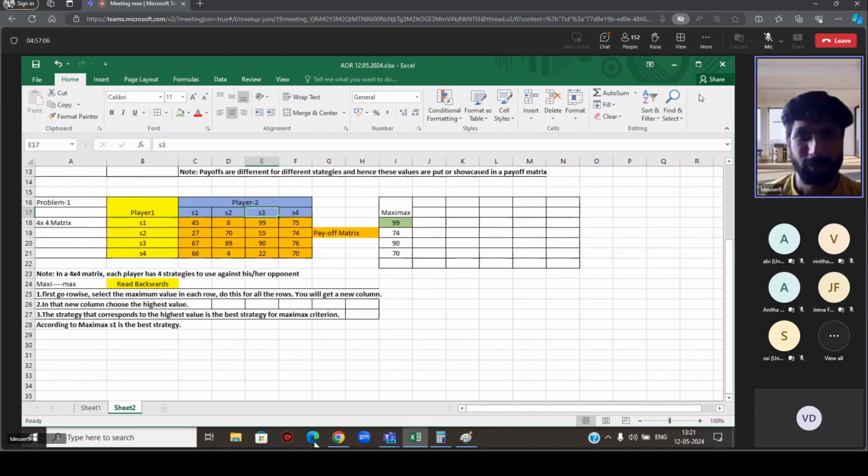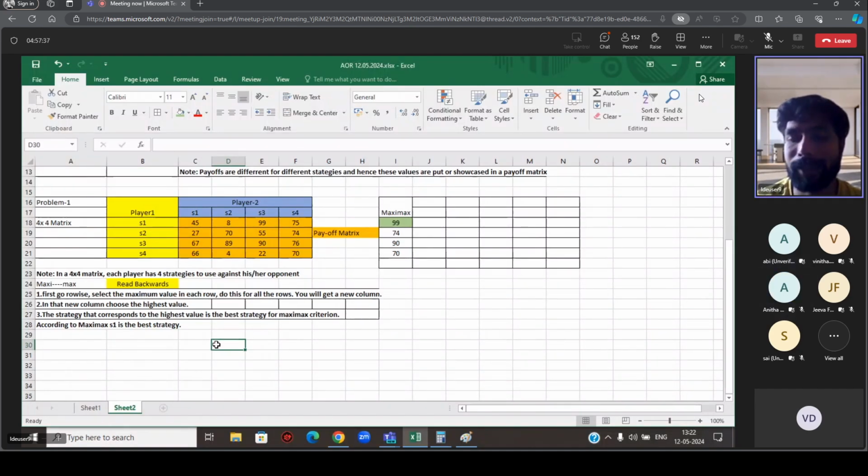So that's exactly what I'm trying to say here. According to maxi-max, in case you don't have time and you have to solve it, just inside the matrix, see which is the highest value. See that value corresponding to which strategy. Write that, you will get the answer. That is the best strategy for maxi-max. Did you understand maxi-max? Yes, sir.